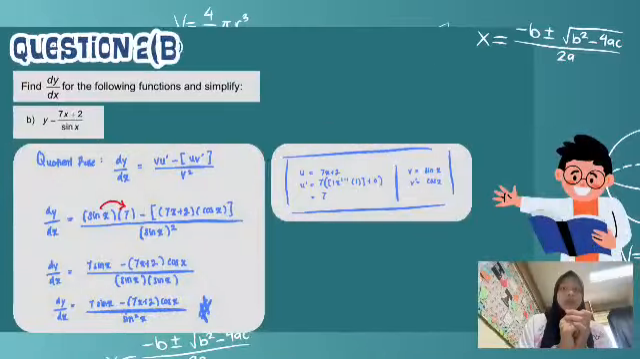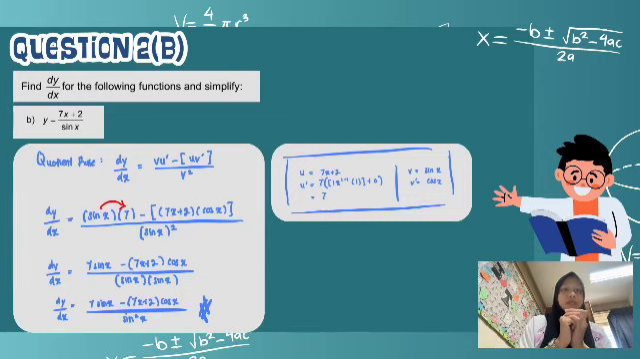For question 2b, find dy over dx for the following function and simplify. Since the question uses a fraction, I'll use the quotient rule as the formula. dy over dx equals (v u prime minus u v prime) over v squared is the formula of the quotient rule. The first step, I will identify the values of u and v. u is equal to 7x plus 2, v is equal to sin x.